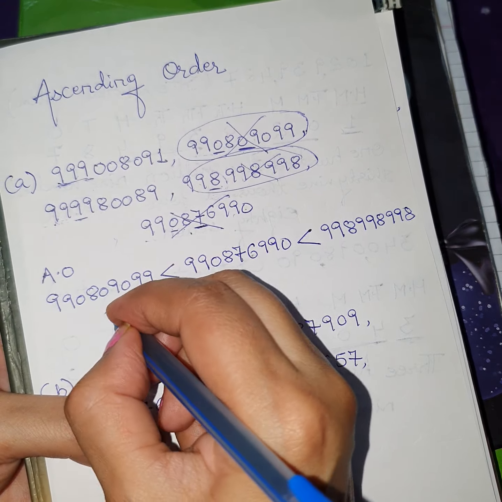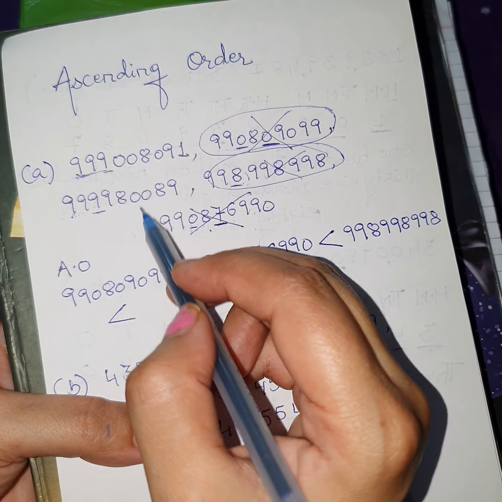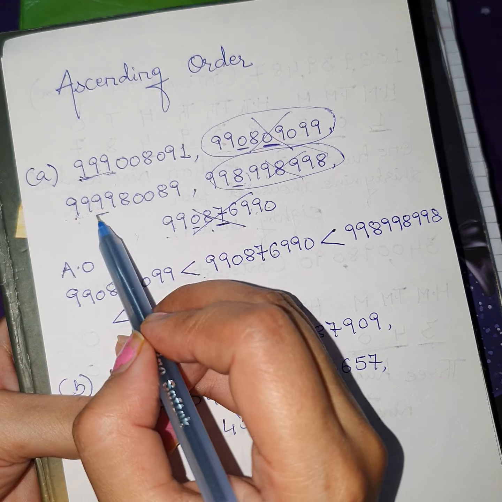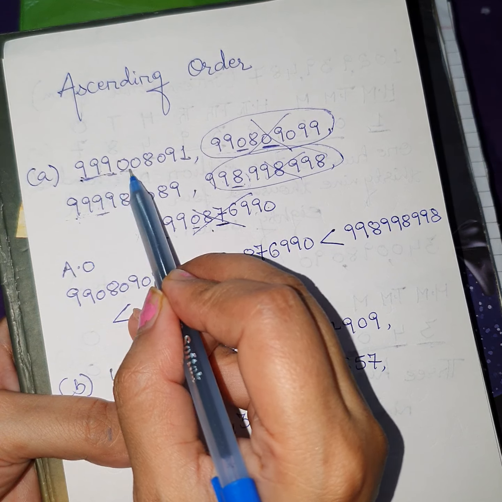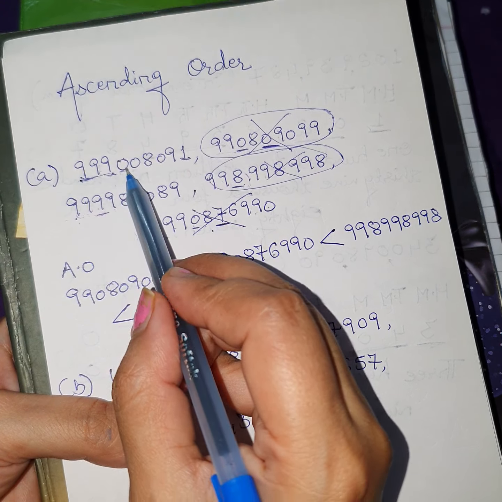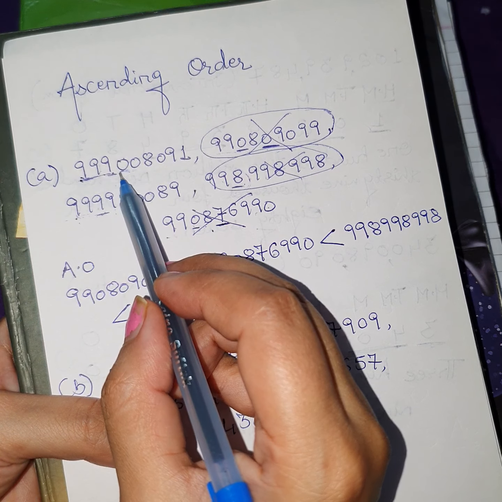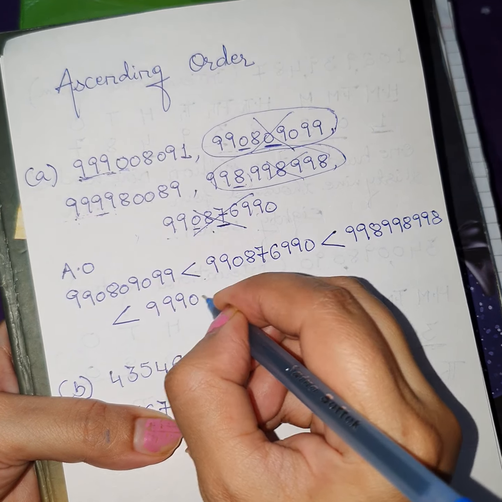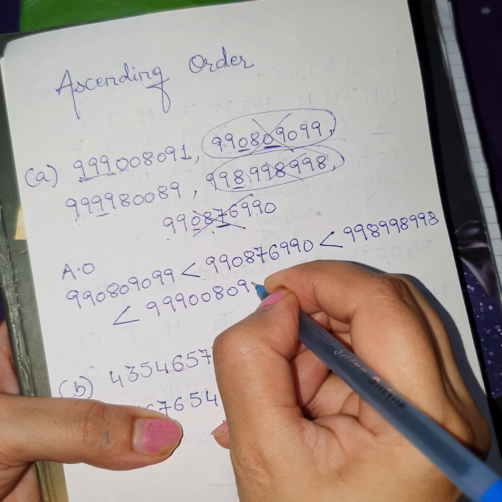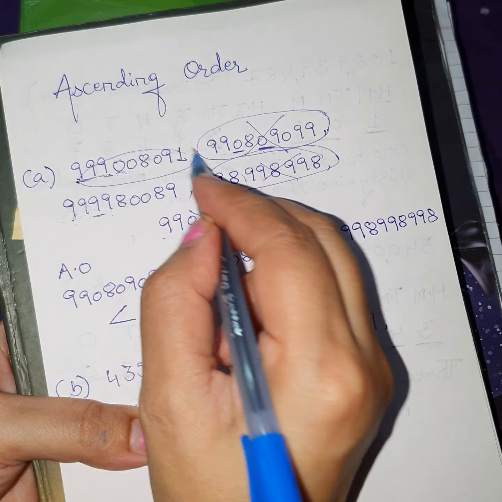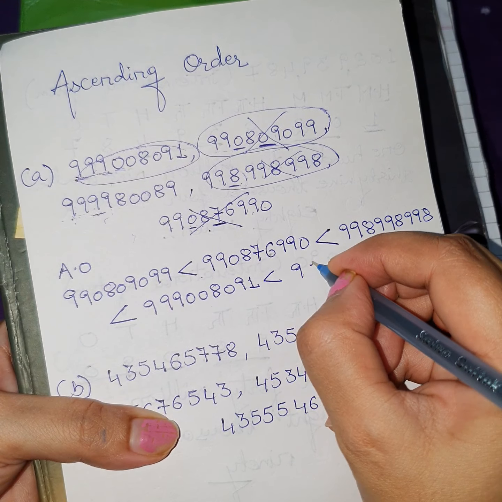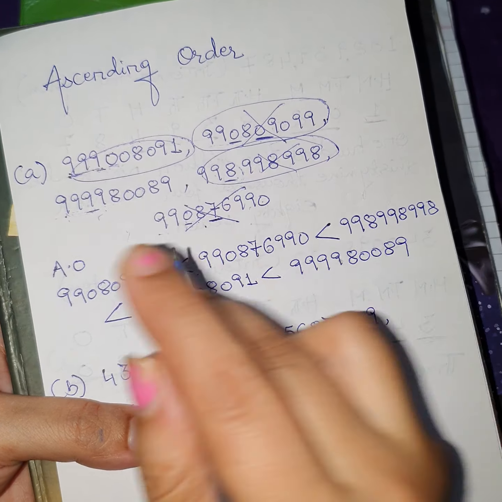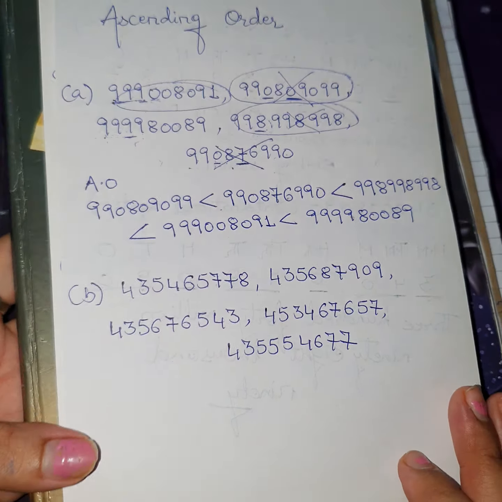So this one also we have arranged. This is also out of the series. Now from these two we have to choose which one is greater. So see, the first 3 digits are 999. Move on to the fourth digit. It is 0 and it is 9. So obviously 0 is smaller than 9. So the fourth number will be 999008091. And then finally this is also out. So finally this will come at the last, which is the biggest, greatest number. So like this we have arranged it in ascending order.